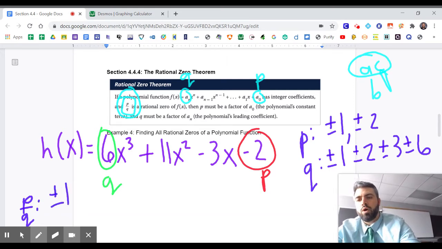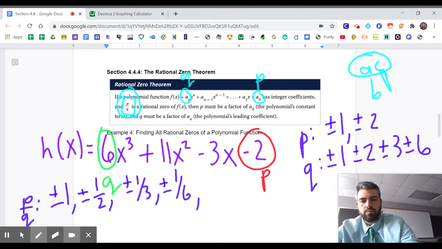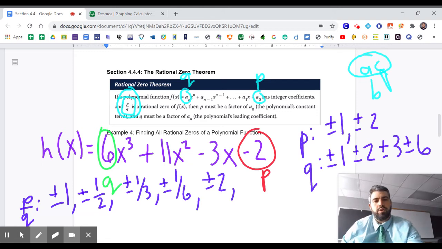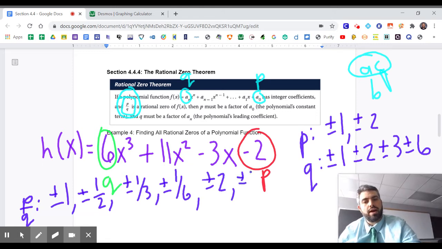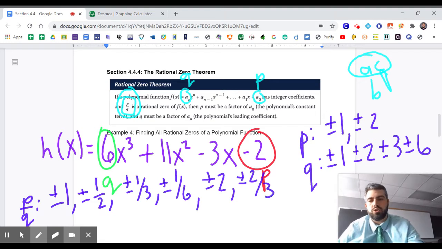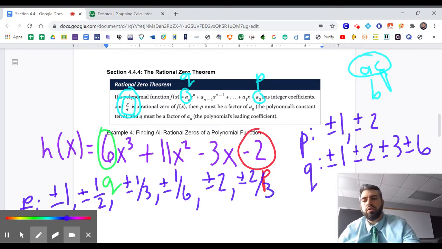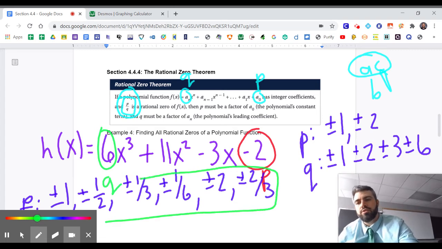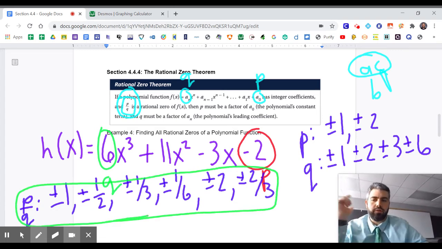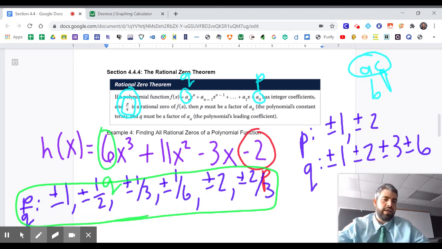So it could be 1 over 1, which is 1. Then it could be 1 over 2, which is 1/2. Could be 1 over 3, which is 1/3, or it could be 1 over 6, which is 1/6. Then I can do 2 over 1, which is 2. 2 over 2 is 1, which we already have. 2 over 3 we don't have. And then 2 over 6 is 1/3, which we do have. So it wants us to list all the possible rational zeros. Here they are right here. So you have a total of 1, 2, 3, 4, 5, 6, and then positive and negative. So there's actually 12 different possible rational zeros. It's not all zeros, but that's the rational ones that it could be.